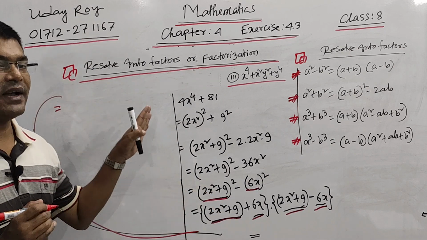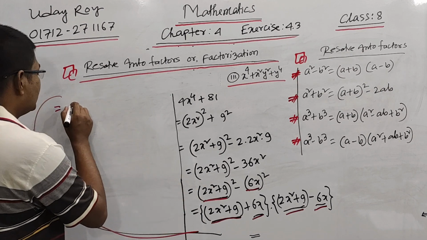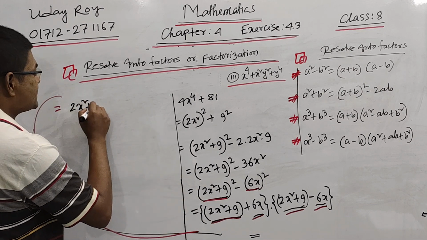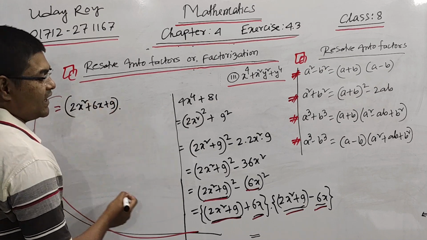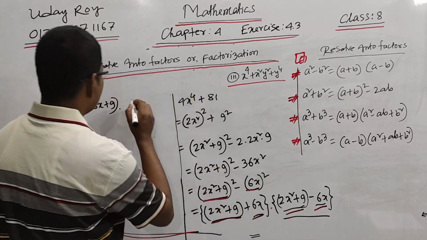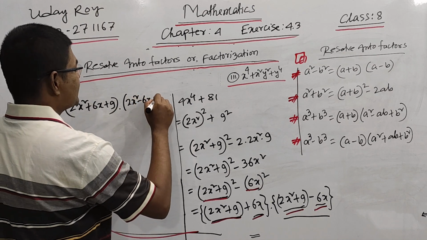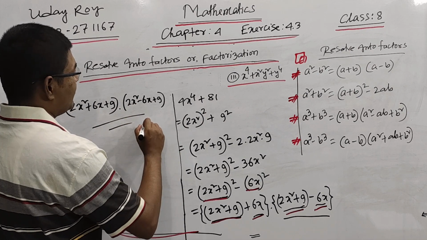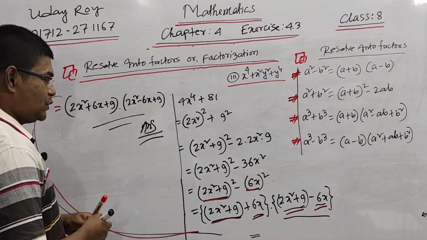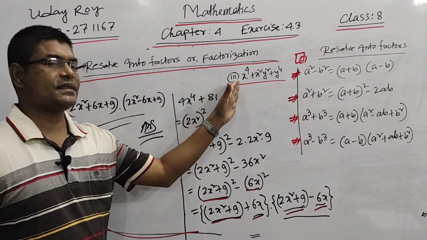So if we write down the answer, we will get 2x square plus 6x plus 9 and 2x square minus 6x plus 9. So we have got the answer of maths number 2. This is also important maths. Okay, we will do maths number 3.